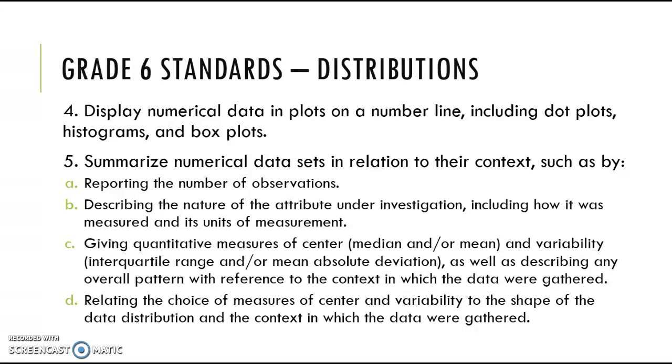And then number 5, broken up into several pieces: summarize numerical data sets in relation to their context. So talking about the number of observations being made when reporting and summarizing all of the results of the data. The number of observations makes a difference in whether what has been noticed is significant or not. Students can talk about, well, they only observed 3 trials, so what can you learn from that? And then B, describing the nature of the investigation and how it was measured.